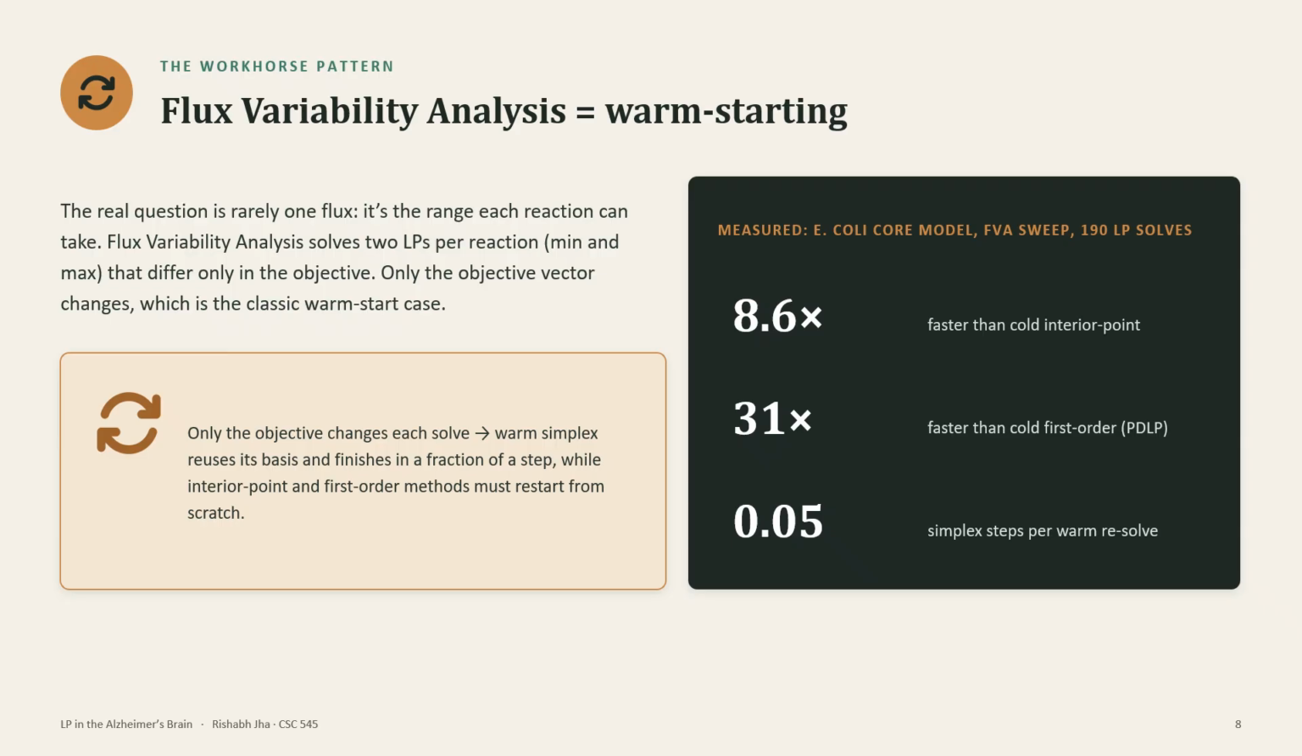Even in that case, the optimization through FVA, flux variability analysis, was 8.6 times better than the cold interior point method, 31 times faster than the cold first order method, and the simplex steps per warm resolve was 0.05. So flux variability analysis solves two LPs per reaction, that is the minimum and maximum, that differ only in the objective. And only the objective vector changes, which is the classical warm start case.